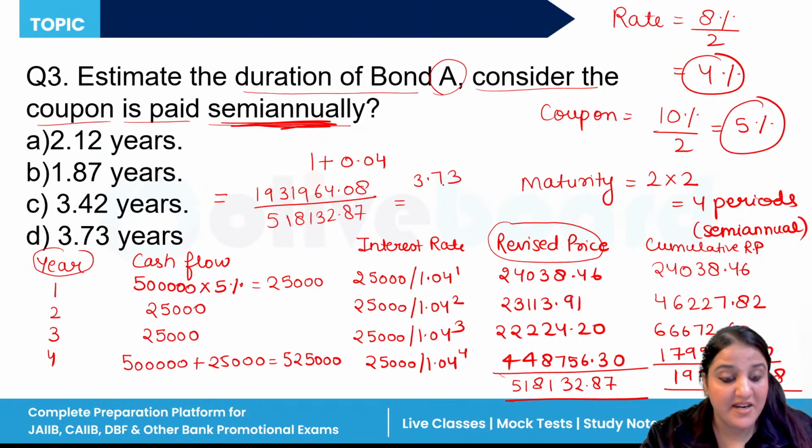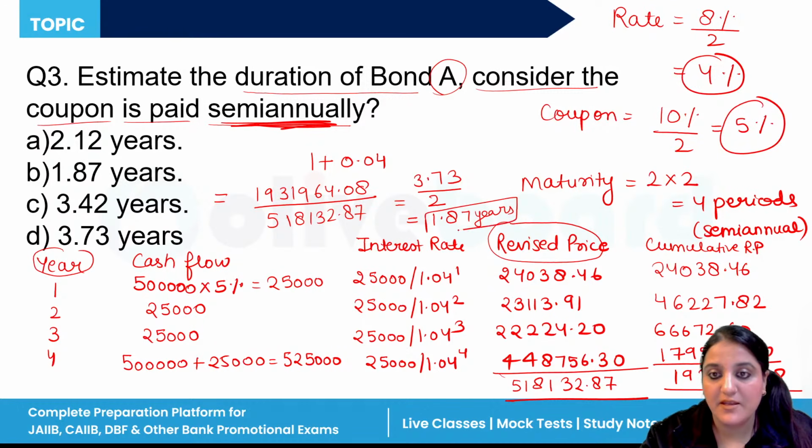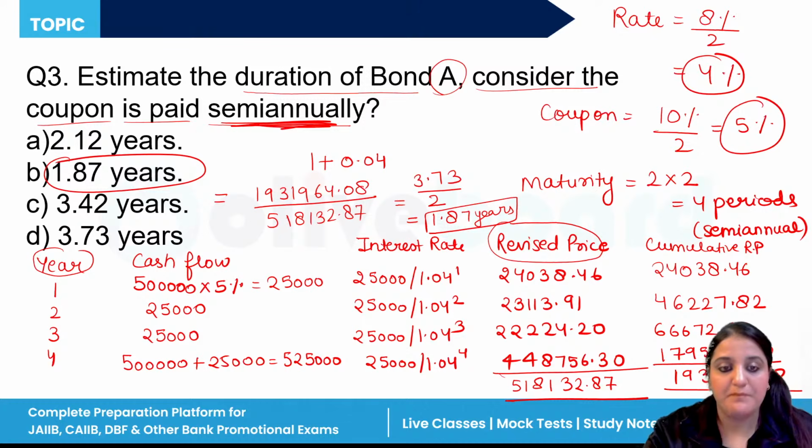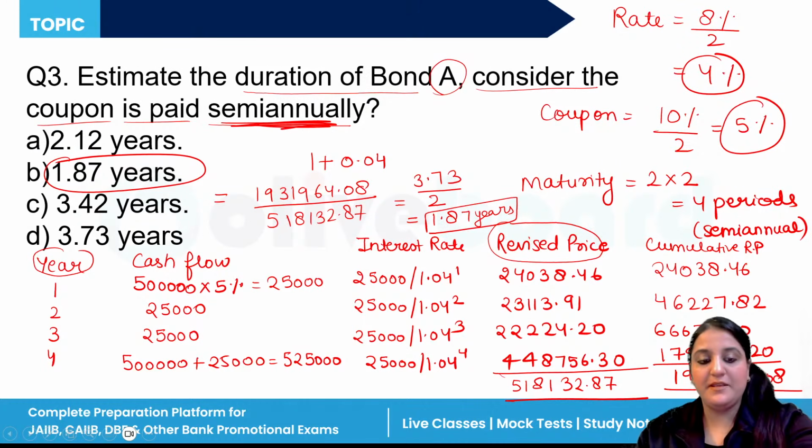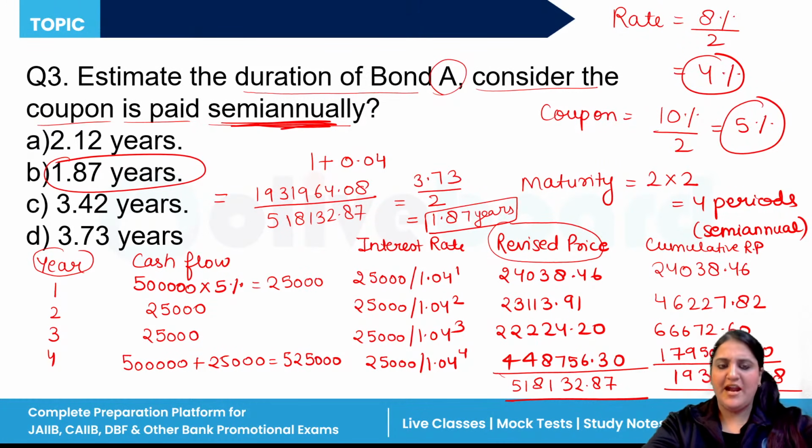3.73, but we are finding semi-annually, so we have to divide it by 2. So we got 1.87 years. So this is the answer here, that is option B. Option B is the correct answer. Did you get it? How to solve these type of question? How to find the duration? I hope that this is clear in this question.